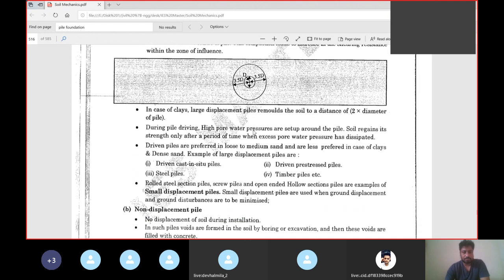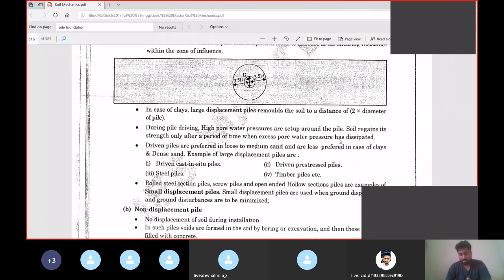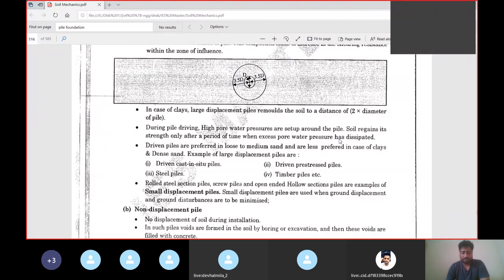During pile driving, high pore water pressures are set up around the pile. Soil regains its strength only after a period of time when the excess pore water pressure is dissipated. This point basically highlights that when you are driving a pile inside the soil mass, it is quite obvious the soil will be in a saturated state. So when you are driving the pile inside the soil mass, there will be a generation of pore water pressure inside the soil mass, due to which the soil will lose its strength, right? But that strength will be regained after a period of time when the entire pore water pressure gets dissipated.